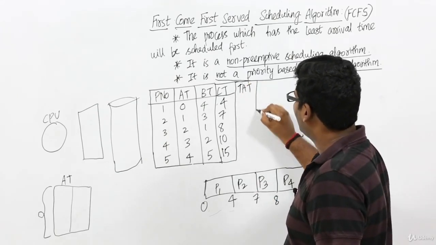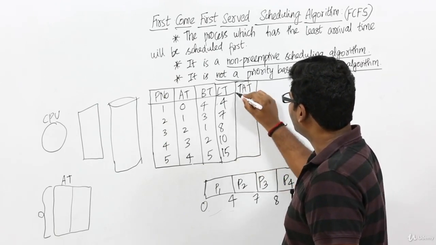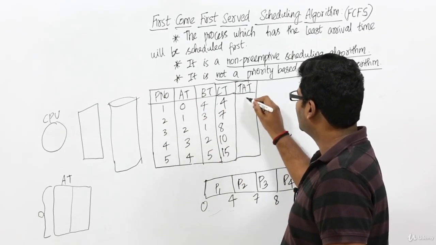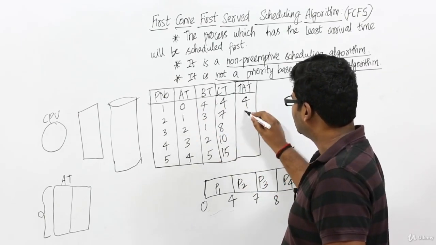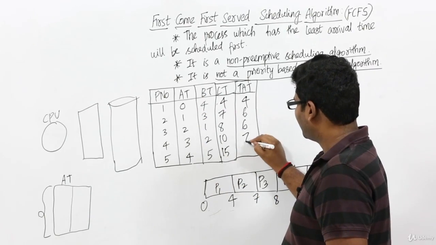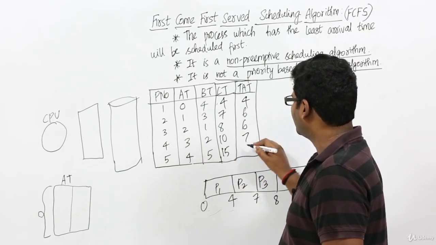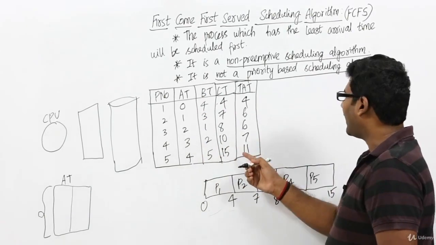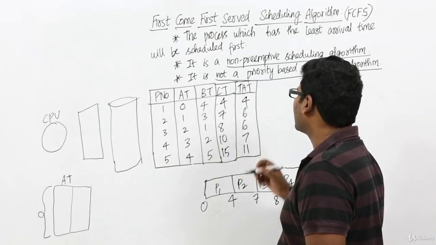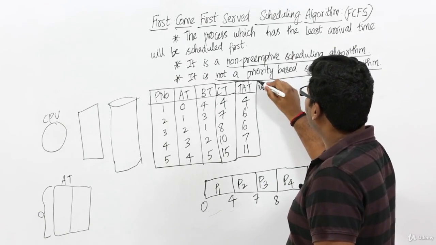As you all know, turnaround time is nothing but completion time minus arrival time. 4 minus 0 is 4, 7 minus 1 is 6, 8 minus 2 is 6, 10 minus 3 is 7, 15 minus 4 is 11. Now we can add all 5 of them and divide by 5 to get the average turnaround time. Now let's calculate the waiting time.